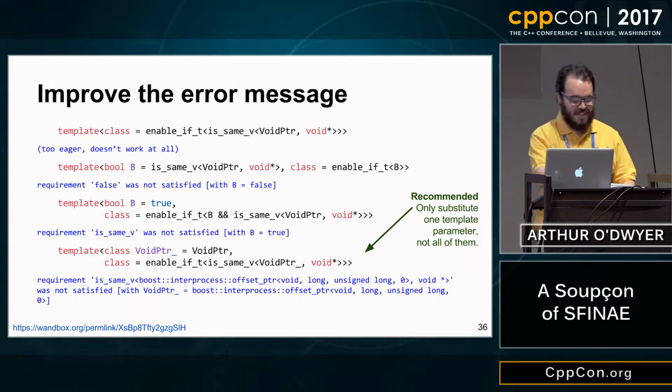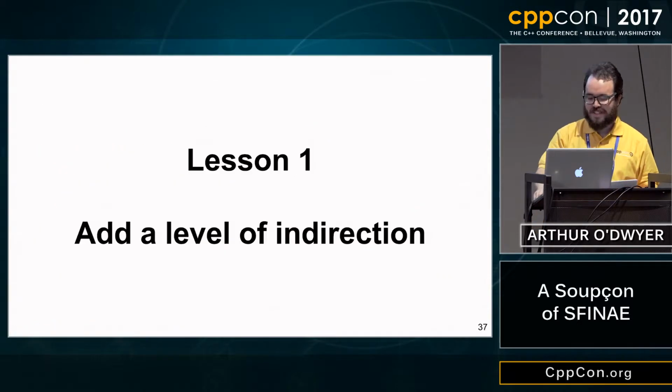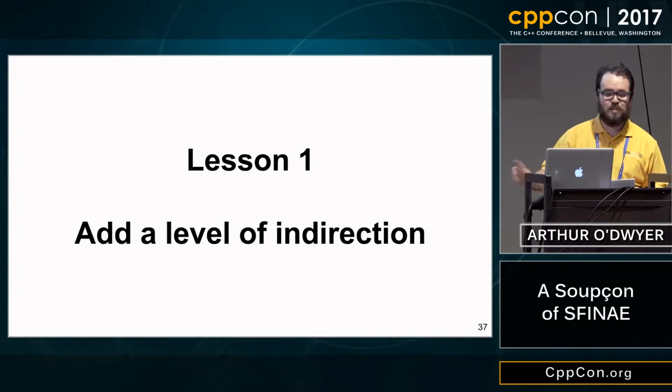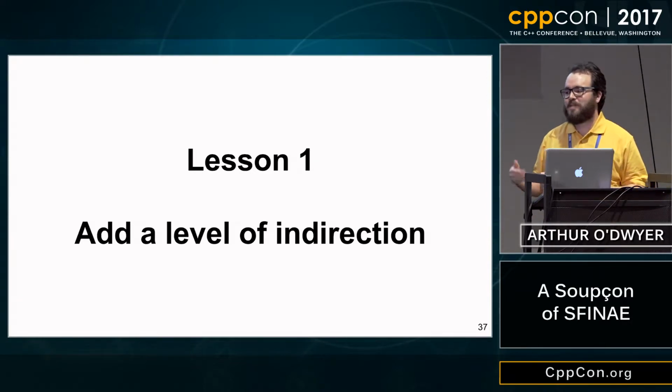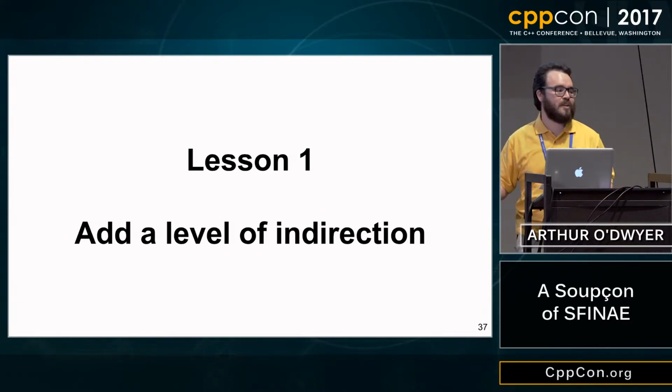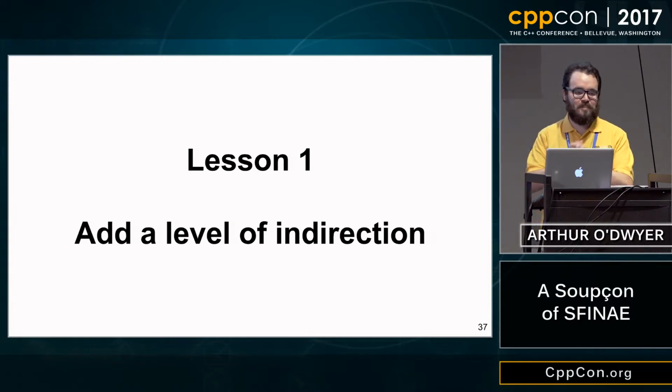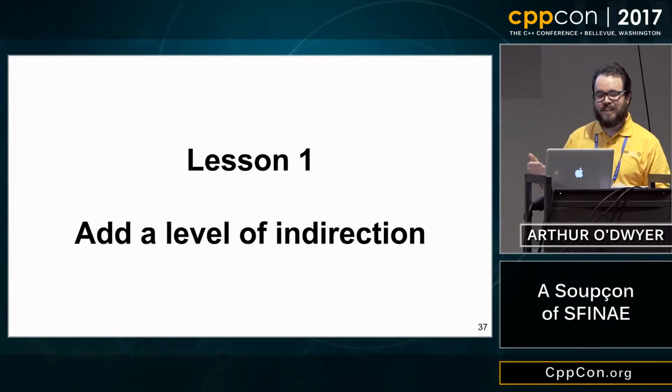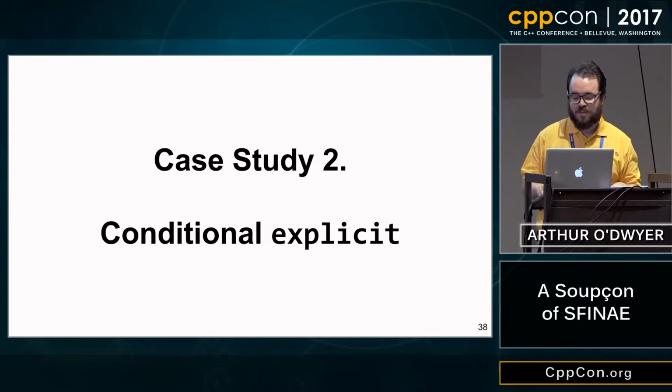Anyway, I'm going to go on because we have the moral of the story: if you're running into a problem where something is happening too eagerly, split it up. Add a level of indirection, that solves all problems. Pull out just a bit of it. And by doing that, you can get the compiler to sort of wait until the point of use.